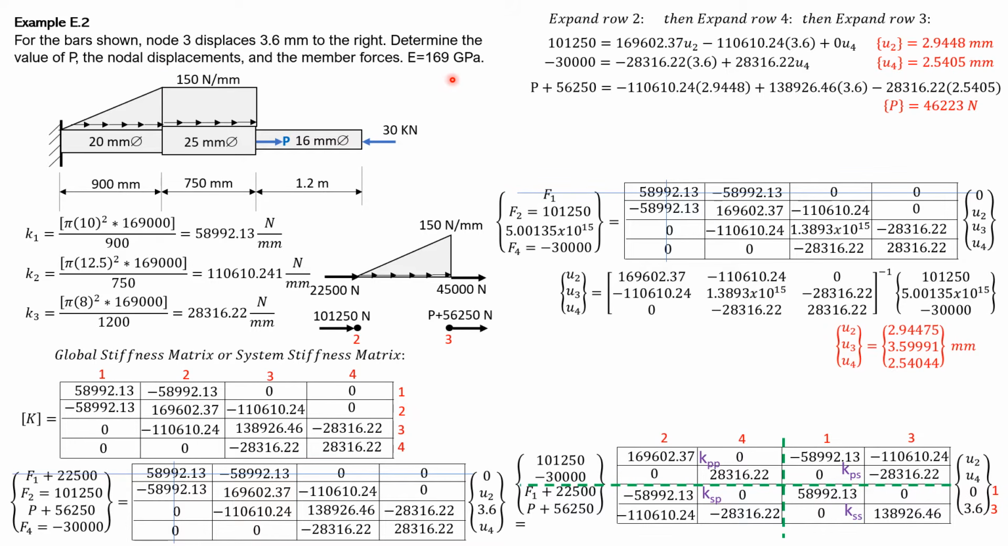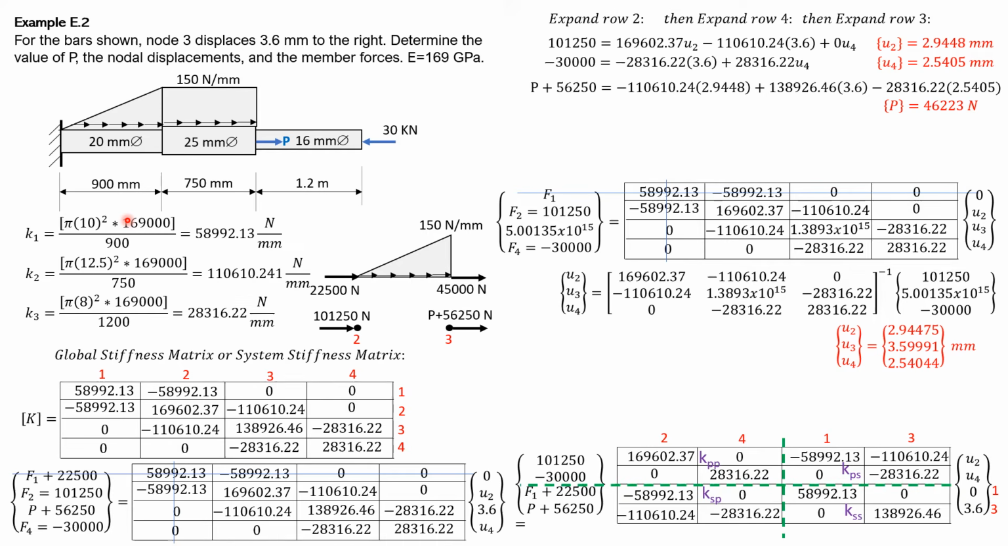E is 169 gigapascals. In some cases, even if in the problem the unknown force is directed rightward, if the result gives us a negative value, it means that that force should be applied to the left. That is if you encounter a situation like that.